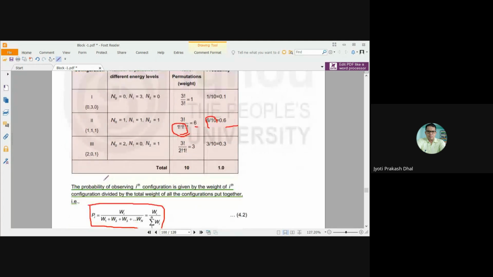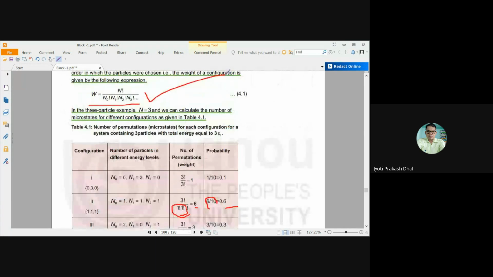And here in the third configuration, two molecules will be present at the 0 energy level and one molecule will be present at the 2 epsilon 0 energy level. That means N0 will be equal to 2, N1 will be equal to 0, N2 will be equal to 1, and the W value is N factorial divided by N0 factorial into N1 factorial into N2 factorial, just applying this formula.